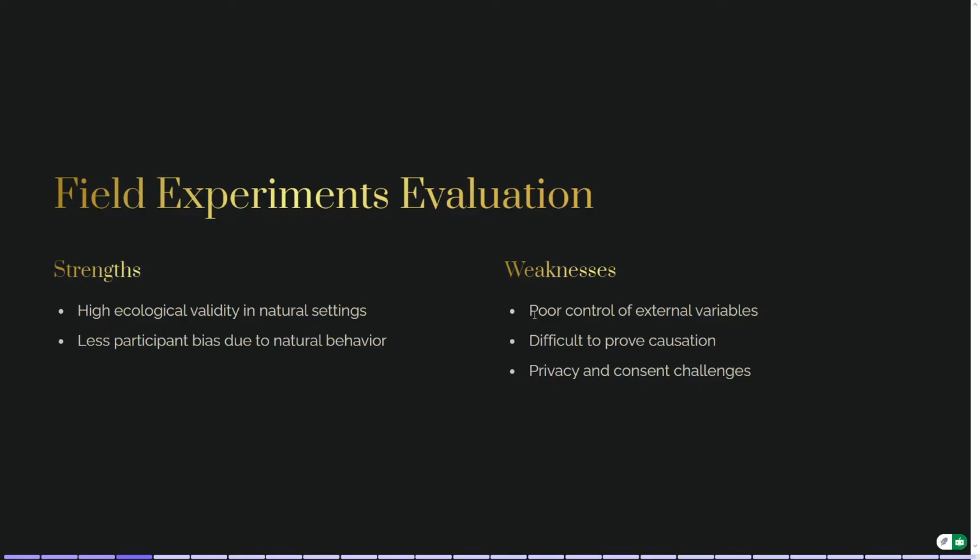What about the weaknesses now? There's poor control of extraneous variables because participants are in their natural environment. Imagine you're having class in your house. There could be a lot of distractions that the teacher might not be able to control, right? So it's similar. Now, it is difficult to prove causation because there are other variables affecting the study. Privacy and consent challenge is another thing. You might actually be intruding on the privacy of the participants in one way or the other because it is in their natural environment. So this kind of thing can be a little challenging depending on the study anyway.